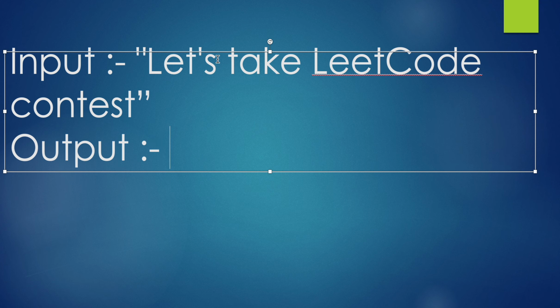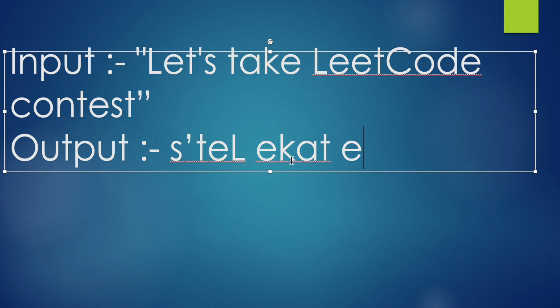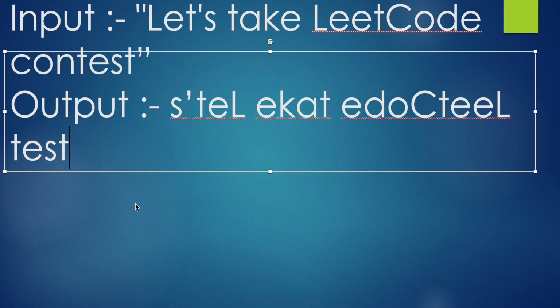So the first word in this string is let's. I have to reverse the characters of let's. It will be S, apostrophe, T, E, L. Then for take, the reverse of take's characters is E K A T. Similarly, for Leetcode it will be edocteeL, and then for contest, TSETNOC. So that should be the output of this input.